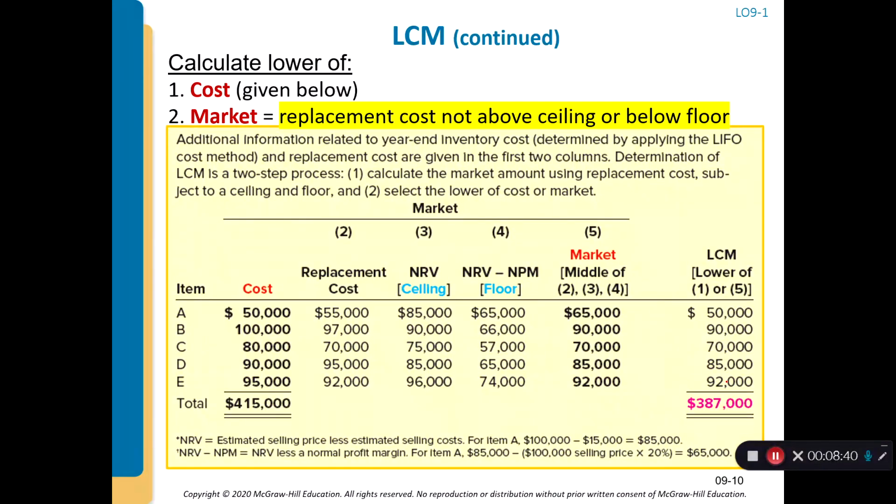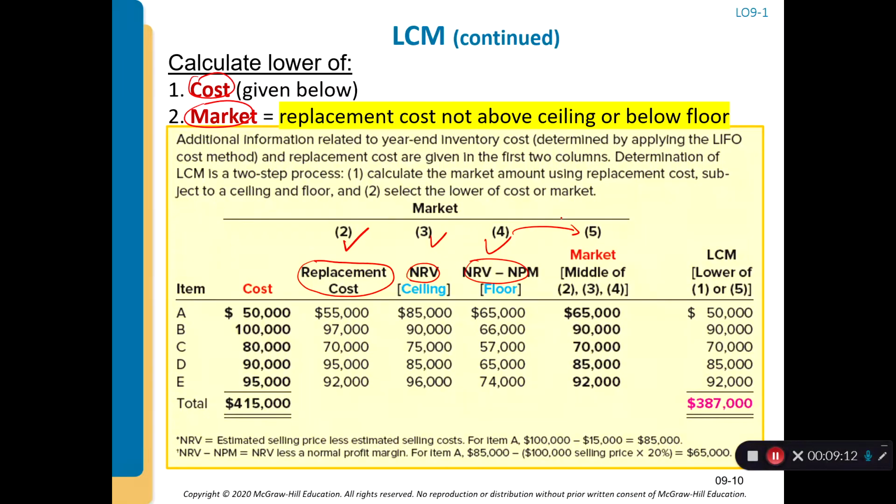Hence, if you want to compare the cost and the market, you want a column called cost, which is the purchase price, and then you evaluate the current replacement cost of each item, which is how much you could buy the product for now. And the last step is calculating the ceiling and the floor. Then you can use these three columns, 2, 3, 4, to generate number 5.